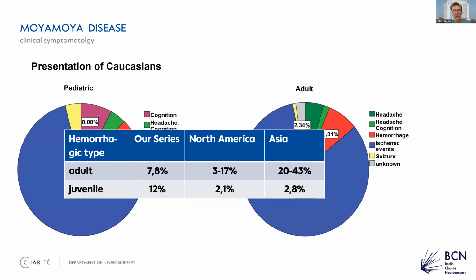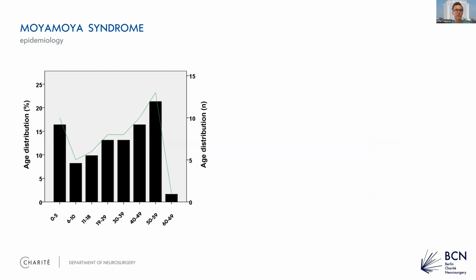So if you have a young patient that has either hemorrhagic stroke, seizures, or neurocognitive decline, you should think about moya disease. If it comes to stroke, to rare stroke in the young patient, definitely moya is an important differential diagnosis. Then we also have moya syndrome.